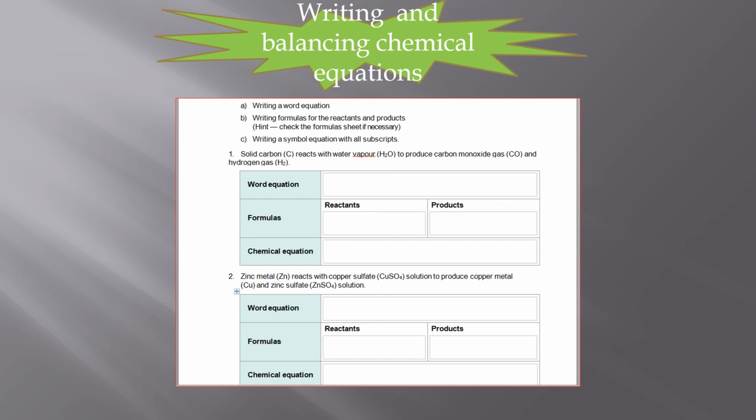more detail. So if we look at the first one, we have solid carbon. So we're going to have carbon, solid, reacting with water, which is obviously aqueous, to produce carbon monoxide gas. Plus hydrogen. And that's going to be a gas, and that's going to be a gas. All right, there's my word equation.